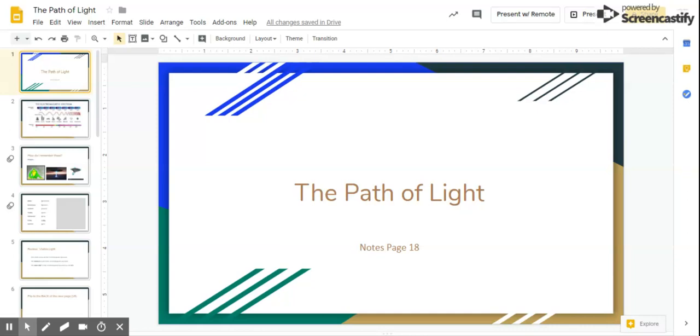Hey folks, this is going to be our notes page 18 today. We're going to be talking about the path of light. That's the path that light has to travel in order for us to see it.